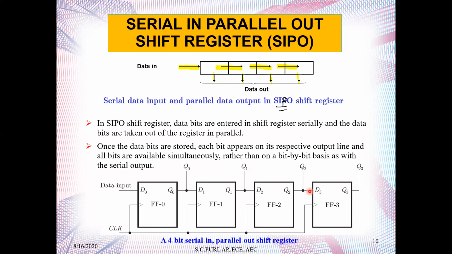Once the data bit is stored, each bit appears on its respective output line and all bits are available simultaneously rather than on a bit by bit basis as with the serial output. In serial input, we have to give 4 clocks to store, suppose 1 1 1 1. But if you want to take out the data, then again we have to apply the clock pulse. So you will get 1 and then again 1 and so on. But here in case of the SIPO configuration, if you store 1 1 1 1, straight away it will be available after the 4th clock pulse. So it is faster definitely.